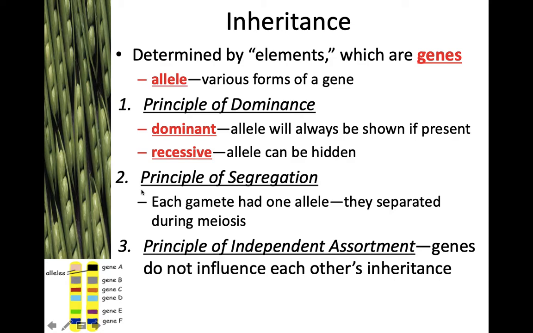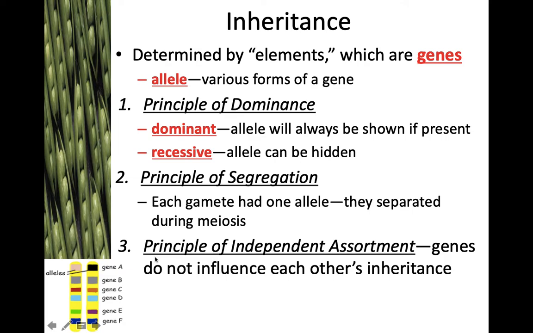He also comes up with the principle of segregation. He says that each gamete, and remember you get one gamete from mom and one gamete from dad, has one allele for each gene, and they separated during meiosis. So if we go back to meiosis and we think about it, we know we have two chromosomes and we're going to separate them. So you're either going to get this chromosome or this chromosome, and it's only going to have one allele of a specific gene on it.